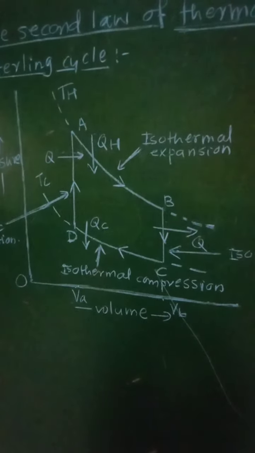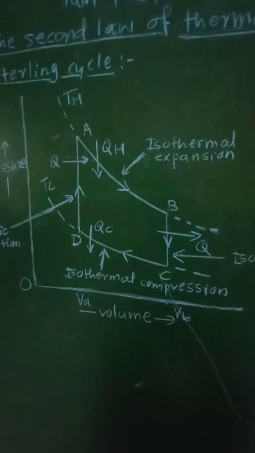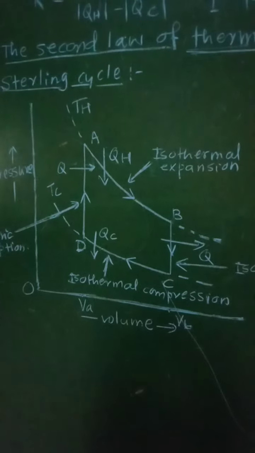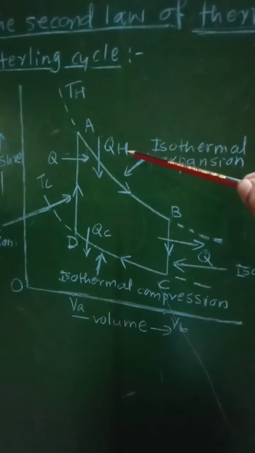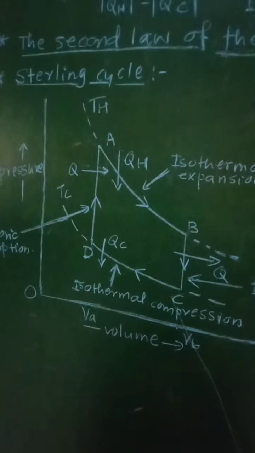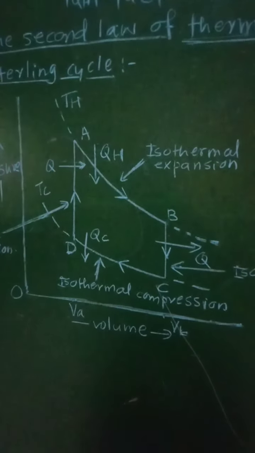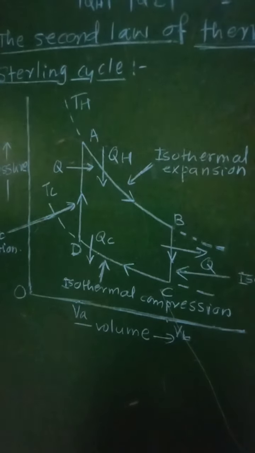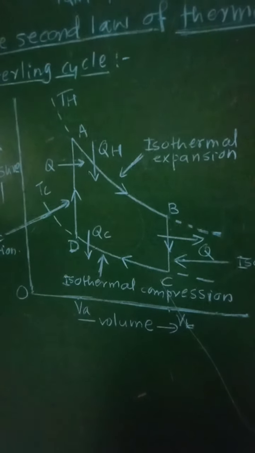Let us first see isothermal expansion, that is, part AB. The gas is heated by supplying heat QH at constant temperature TH. For this path AB, the QH amount of heat energy will be supplied to the gas, and its temperature will be constant and equal to TH. In this part AB of the cycle, useful work is done by the gas because there is isothermal expansion of the gas.